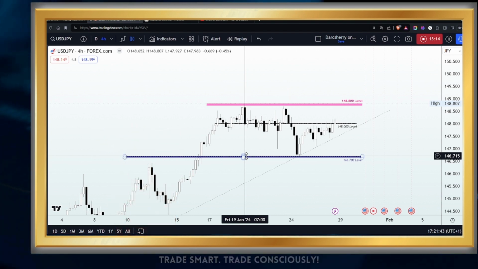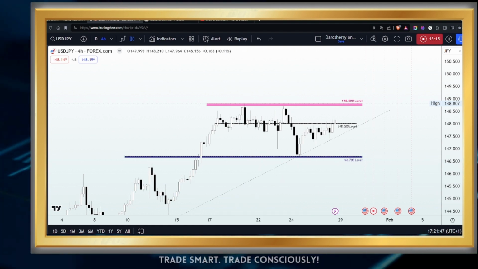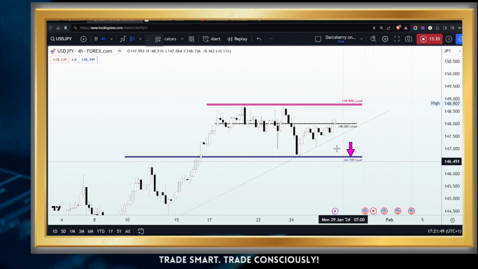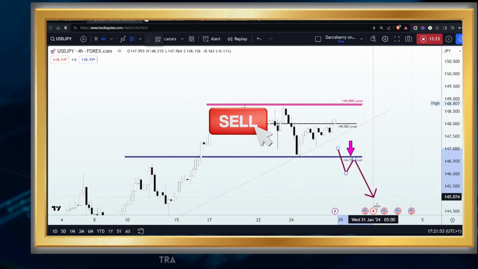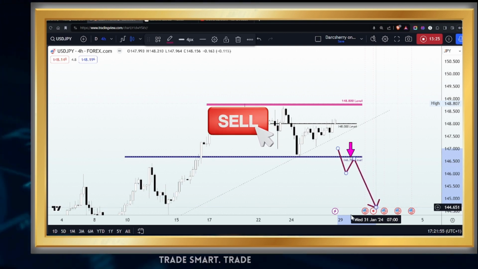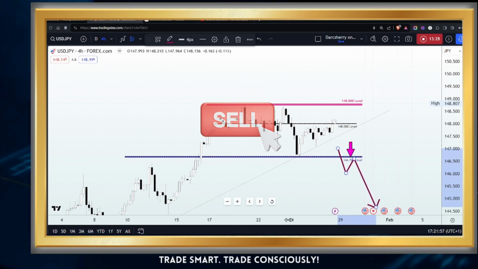Well, first of all, you know how we use our ranges. Of course, we want to see price break down the support line to give us an opportunity to sell. That is, break down the 146.700 for an opportunity to sell.